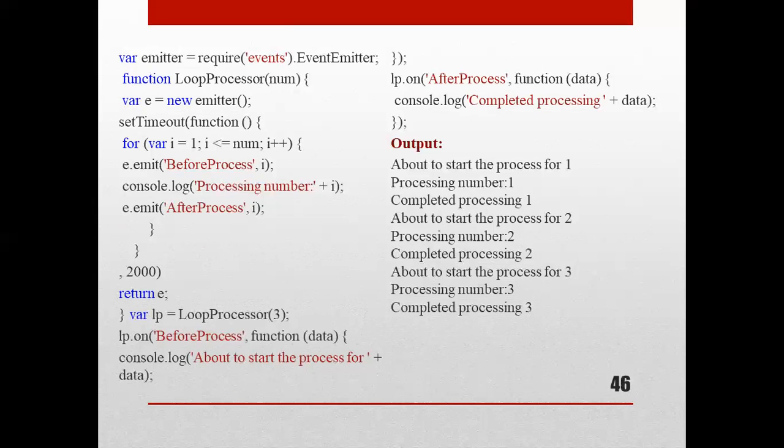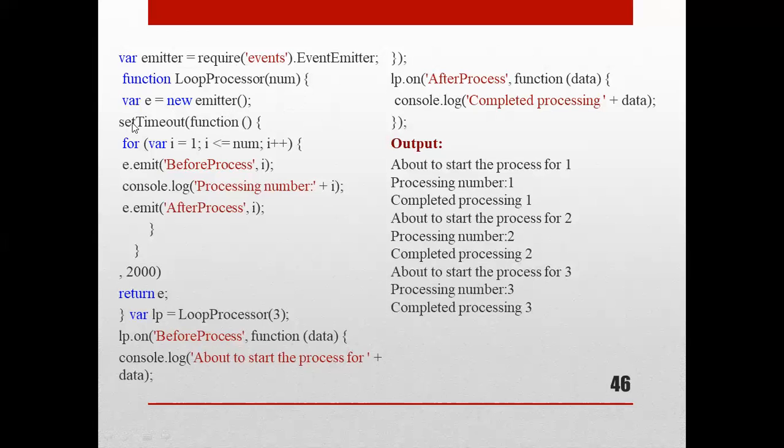First we have to import the events module by using the require function like this: emitter equals require events module dot EventEmitter. We are going to import that class from this events module. Then write a function, here the function is loopProcessor and the parameter is number. Then we are going to initialize the emitter, where e is equals to new emitter.